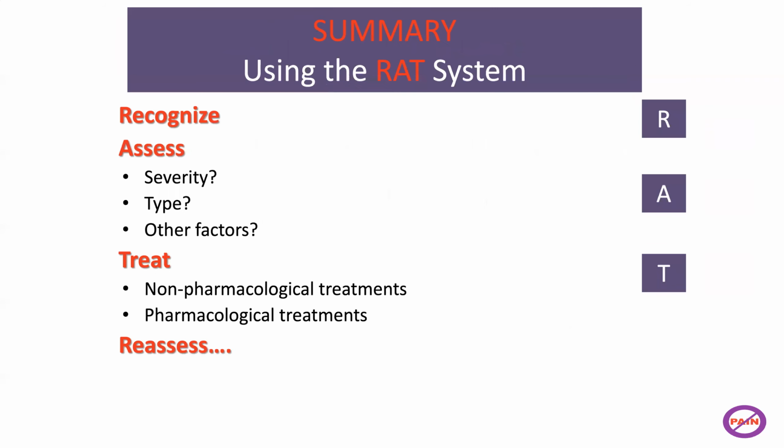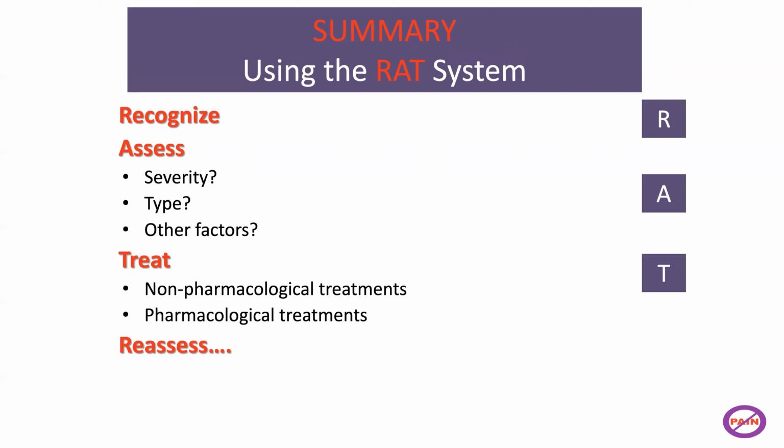Great. Okay. I think we've come to a natural end. So to summarize then, using the RAT system, R is for recognize, so recognizing the patient has pain, and who else recognizes. A is for assessment, severity, looking at whichever pain tool you might use, how you're going to measure, and how you're going to reassess. The type of pain, is it acute or chronic? Is it nociceptive or neuropathic? Is it cancer or non-cancer? And are there any other factors?